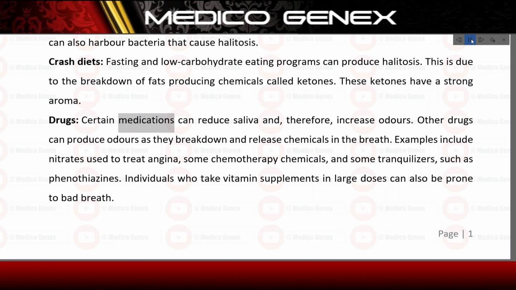Drugs. Certain medications can reduce saliva and, therefore, increase odors. Other drugs can produce odors as they break down and release chemicals in the breath. Examples include nitrates used to treat angina, some chemotherapy chemicals, and some tranquilizers, such as phenothiazines. Individuals who take vitamin supplements in large doses can also be prone to bad breath.